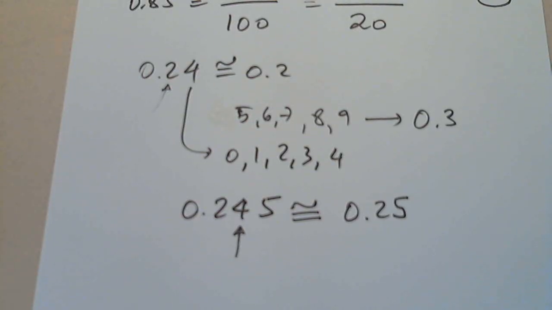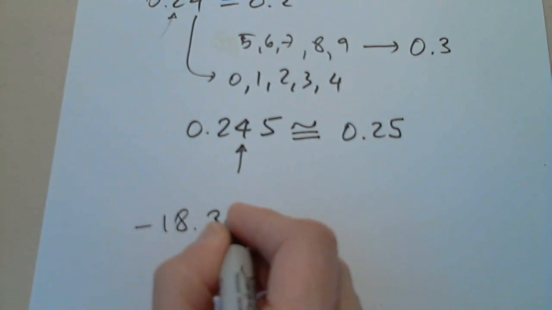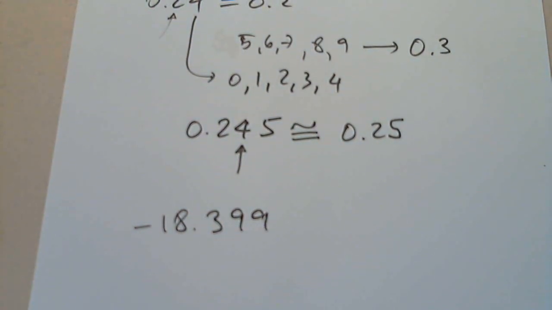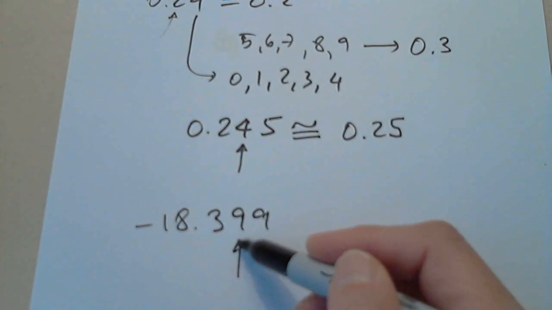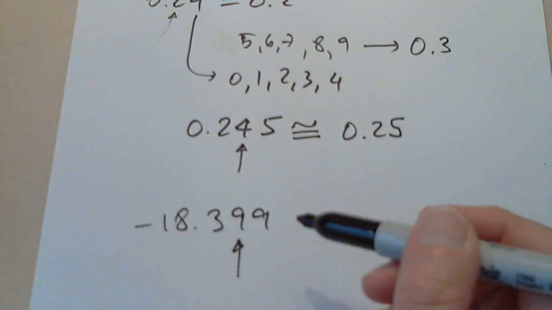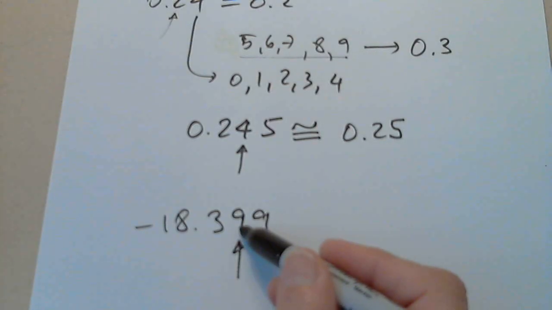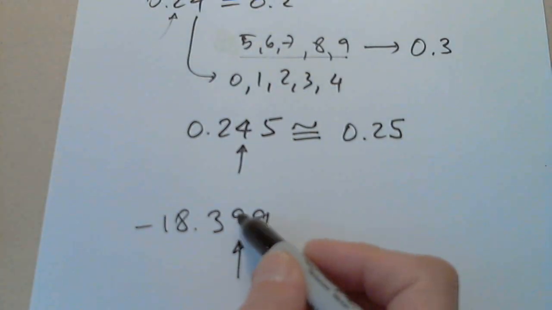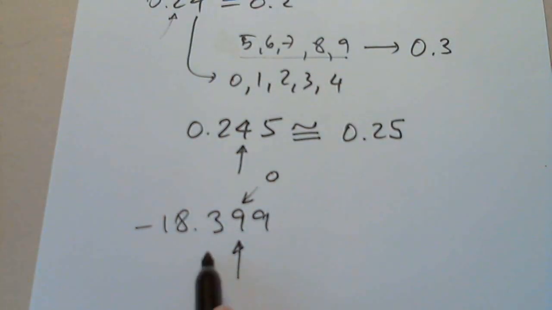Round this number to the nearest hundredth. So be careful with this: negative 18.399. They want us to round to the nearest hundredth, right? Because the next digit is a 9, I have to round up. If this one becomes 0, of course this one becomes 4.